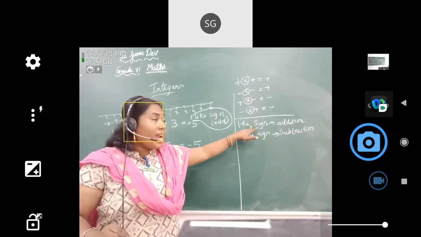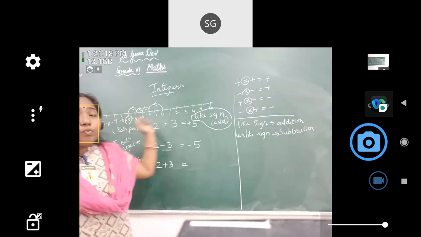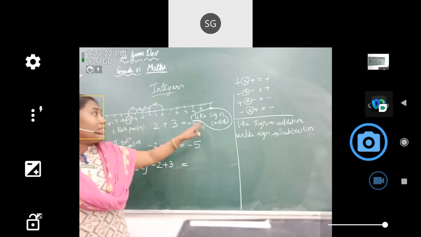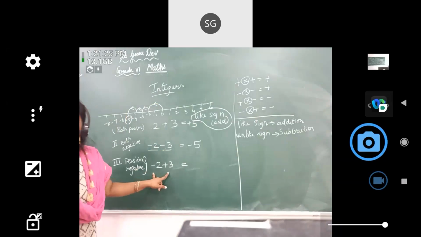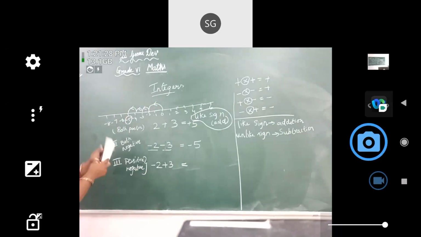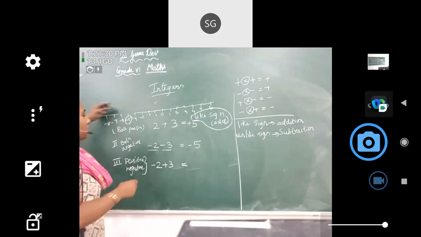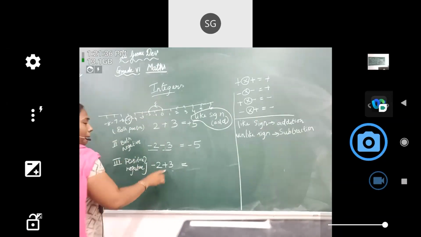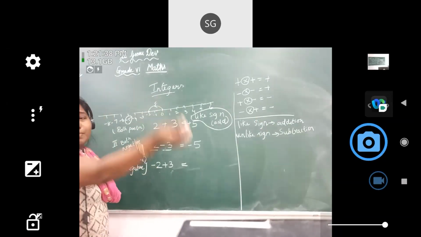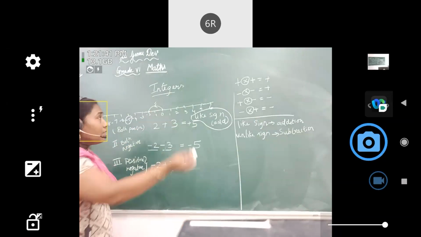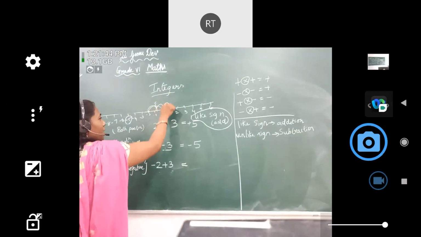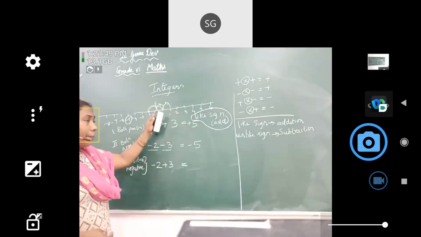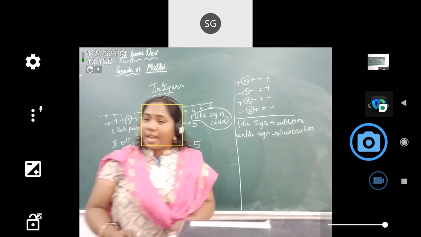Why? For addition, I gave you the reason: in the number line, we move in the same direction, so we are adding. When you take these two numbers in the number line, you will move in the opposite direction. First, I will go to minus 2. And it is plus 3, so I have to move towards my right side. 1, 2, 3. We are moving in opposite directions. For that purpose only, if it is unlike sign, we have to subtract.